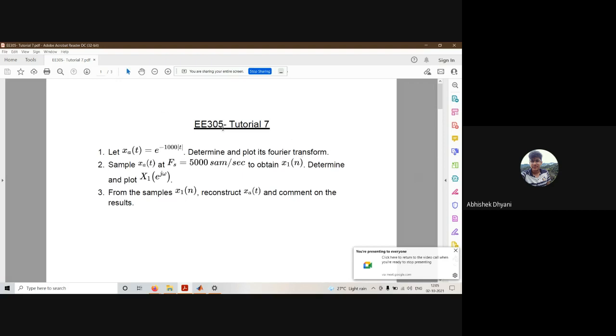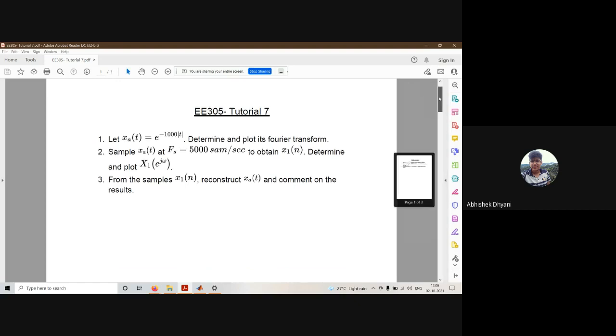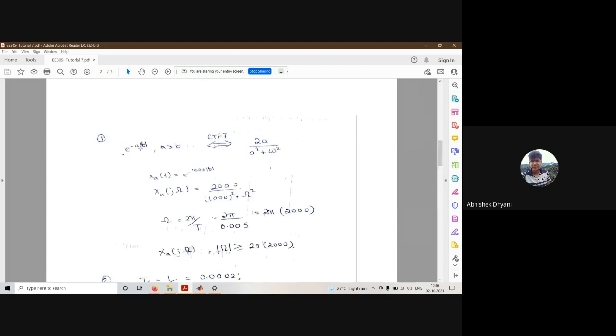We will first try to determine it analytically, and then solve it in MATLAB. So first of all, this is what we have been given. We know the CTFT of any signal of this type, e raised to the power minus a mod t, a two-sided signal for a greater than 0. It is exponentially decaying, and because of the mod t, it will exist on both sides. So when I take the CTFT, it will be something like this.